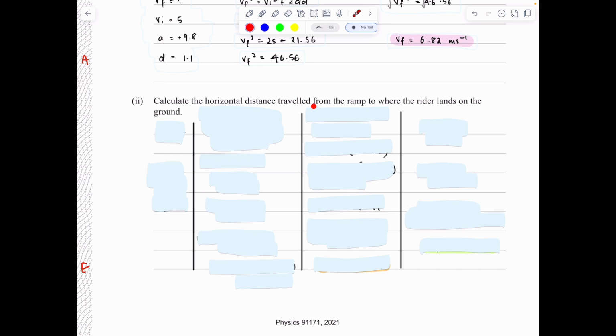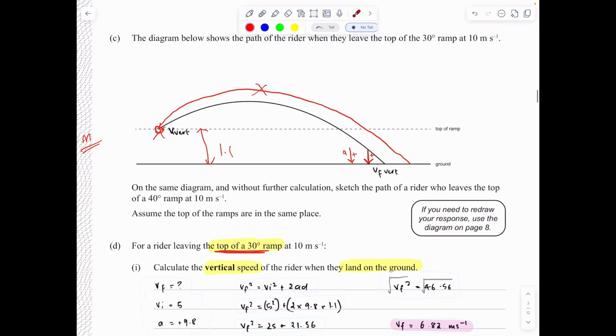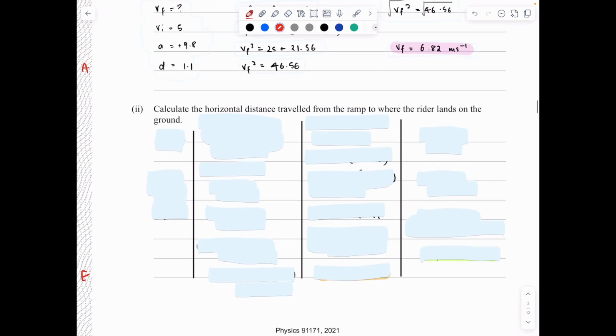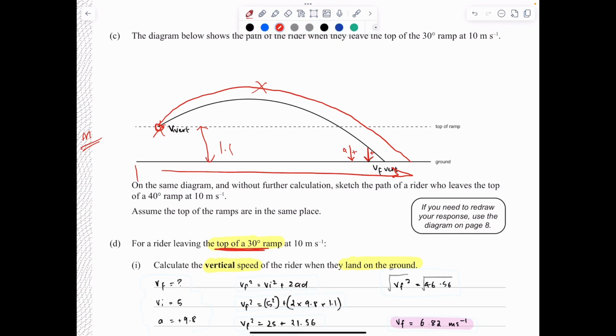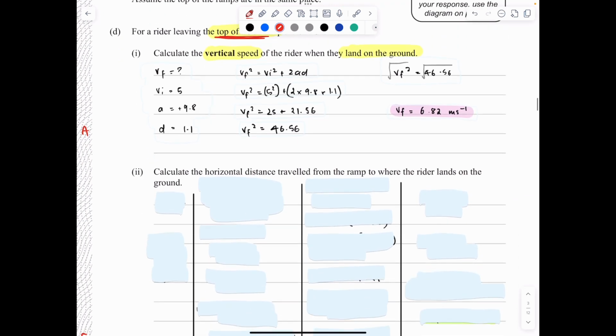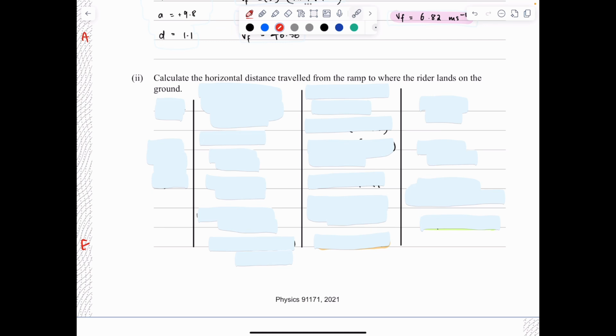Calculate the horizontal distance travelled from the ramp to where the rider lands on the ground. So we want to work out how far this rider lands. We don't want the horizontal velocity, we want the horizontal distance. Whenever we're dealing with horizontal components or horizontal values or calculations, the equation that we use is always going to be this.